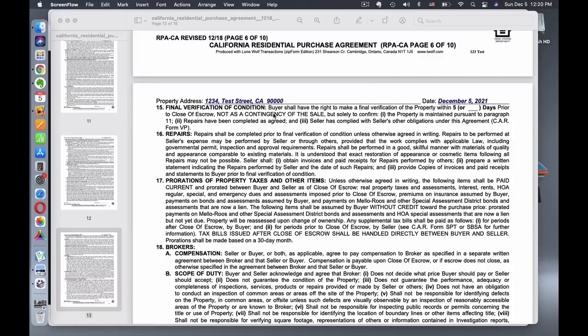Additionally, if the seller does agree to do the repairs or do any repairs on the property, they shall be completed prior to the final verification of the condition unless everyone agrees differently. So let's just say that the seller had to add some GFI outlets in the kitchen or bathroom, or they had to do some sort of termite repairs, just any type of minor repair, or even if it was a major repair that was agreed the seller was going to do it, at our walkthrough we would verify that all of that was done.